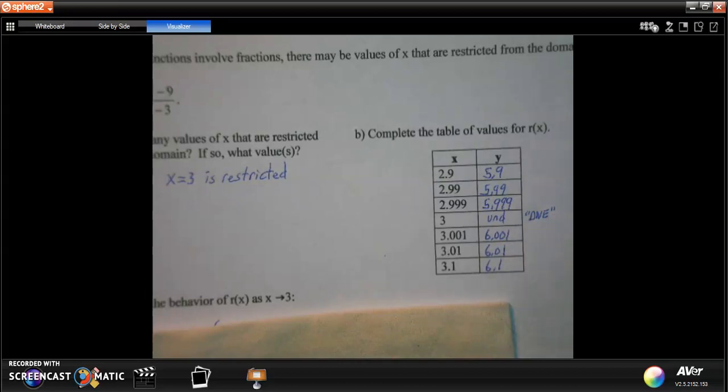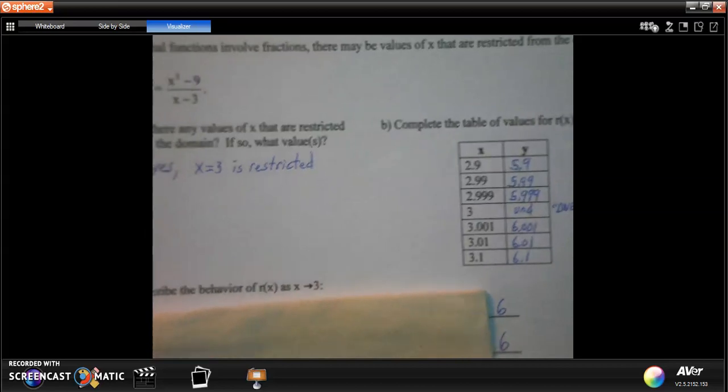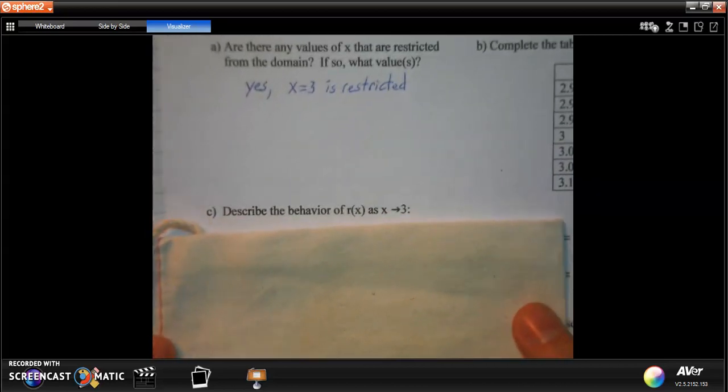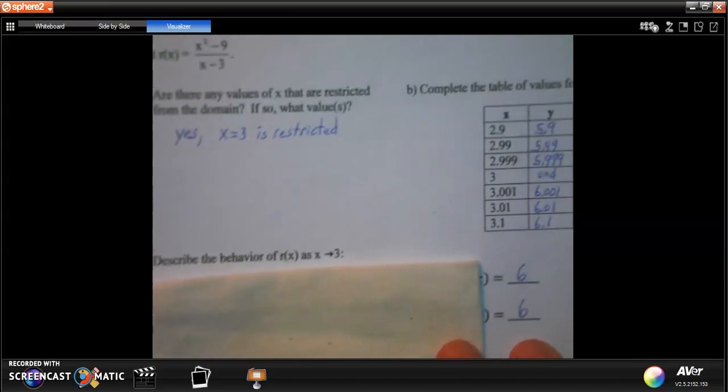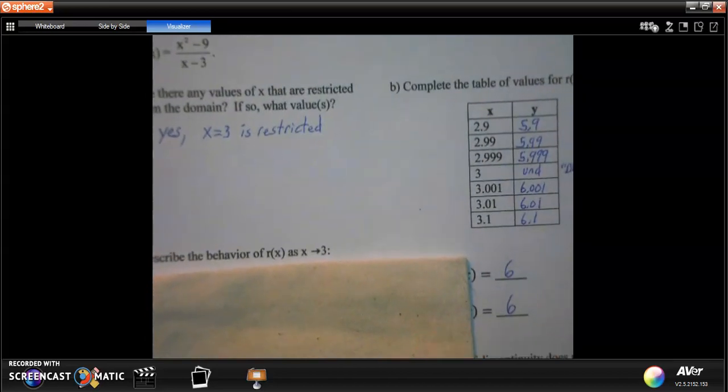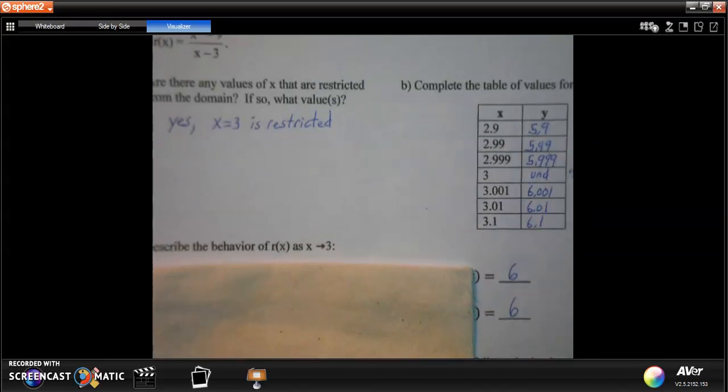All right, so then we want to describe the behavior of r of x as x approaches 3. As x approaches 3, when you look at the table, it looks like from the left side of 3, it's getting closer to 6. And then from the right side of 3, as you come from the bottom of the table, it looks like it's also getting closer to 6 on the other side.